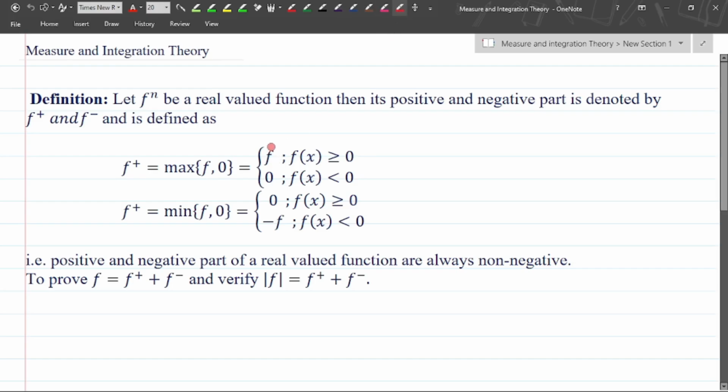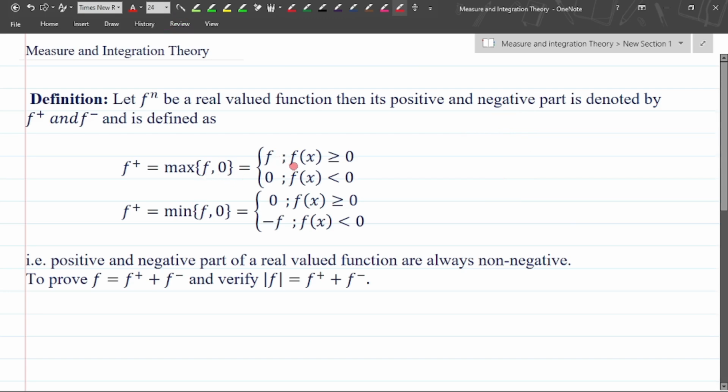In this video, we're going to discuss a definition of the function related to measure theory. The definition is: let f be a real valued function, then it can be written as a positive part of the function and a negative part of the function simultaneously. The positive part is denoted by f plus, and the negative part is f minus. The positive part is the maximum of f and 0.